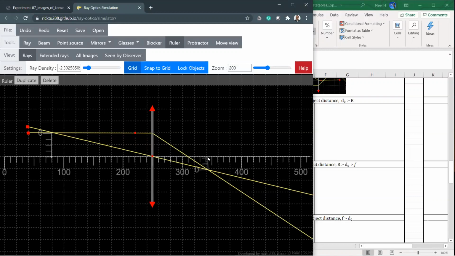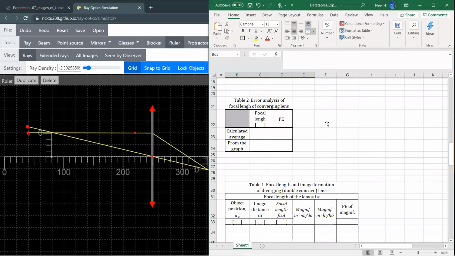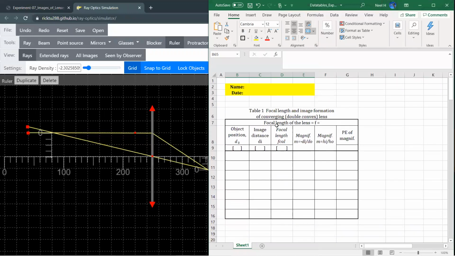Question. Okay, so let's measure everything. Now, you have to take a screenshot of each of these cases. One screenshot, and also you have to put the data into table number 1.